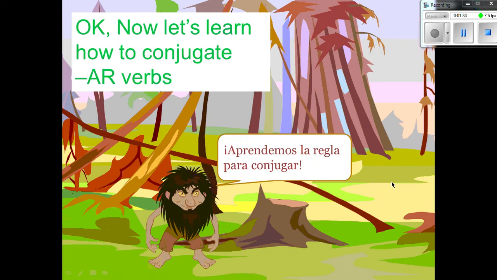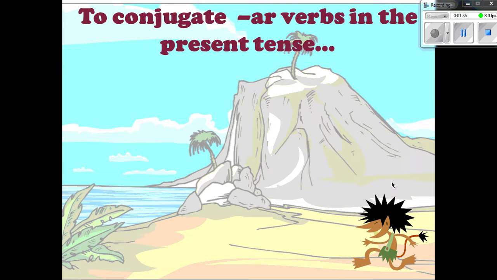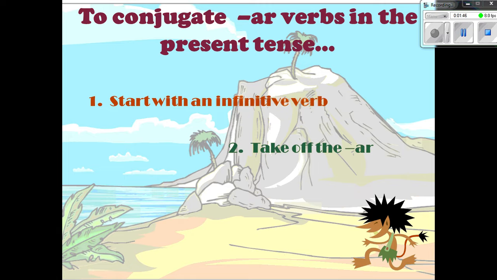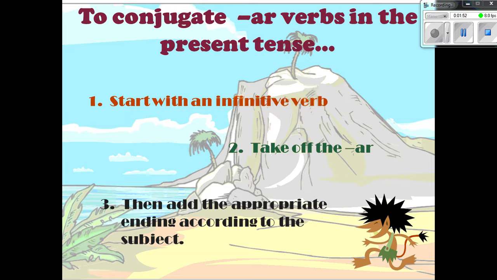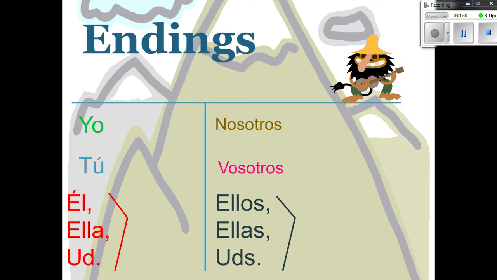So how do we conjugate AR verbs? Let's take a look here. So we're going to follow a few steps. First, we have to start with the infinitive verbs. So we said that's whatever is ending in that AR, and it means to do something. Then we'll take off the AR from the end of the verb, so we only have what's left, and that's called the stem of the verb. Then we want to add the appropriate ending according to the subject or the subject pronouns that we just looked at. So these are always the ending for regular AR verbs.